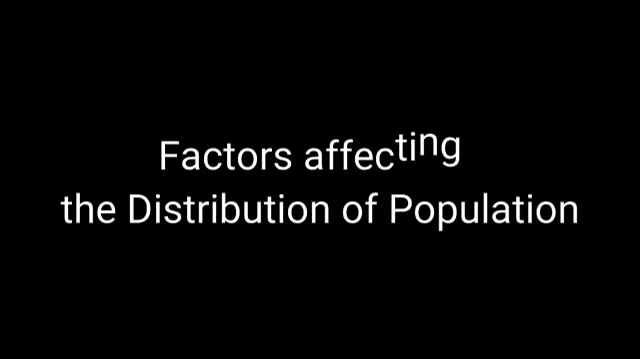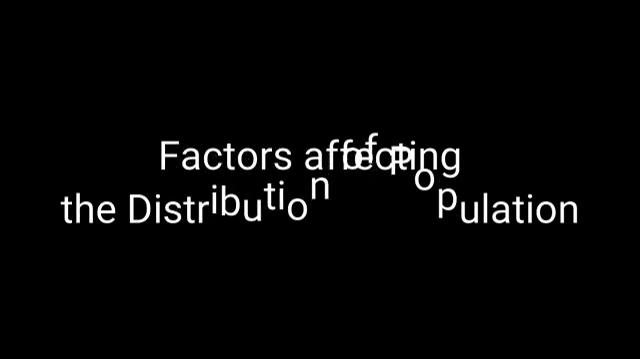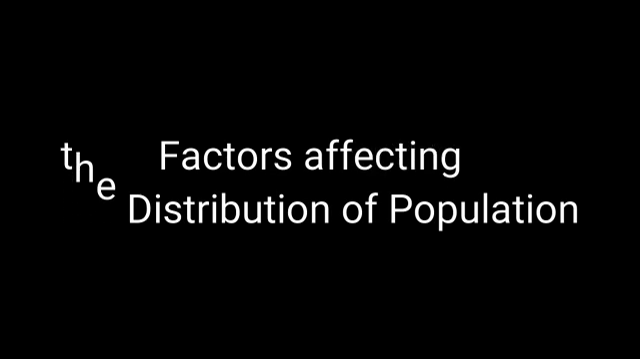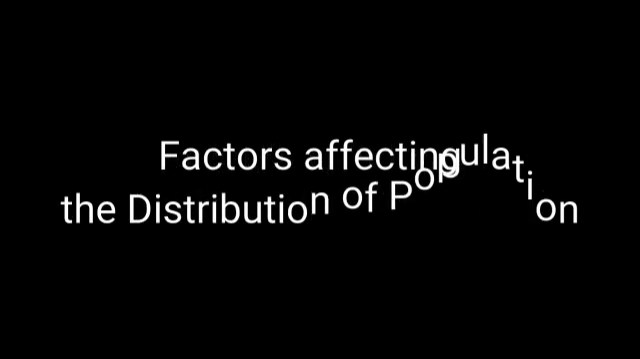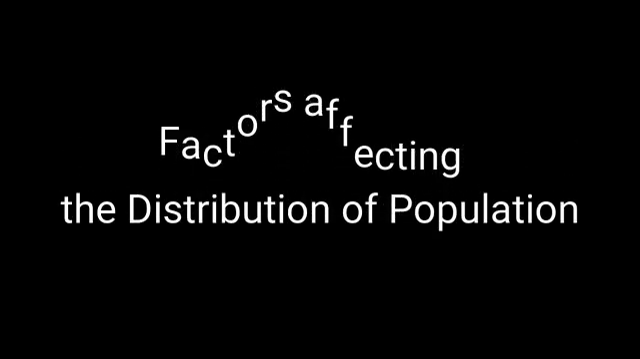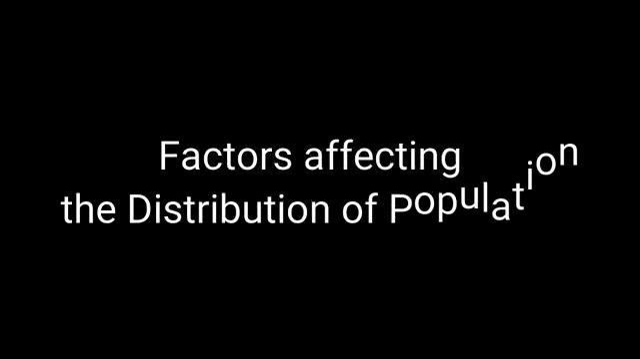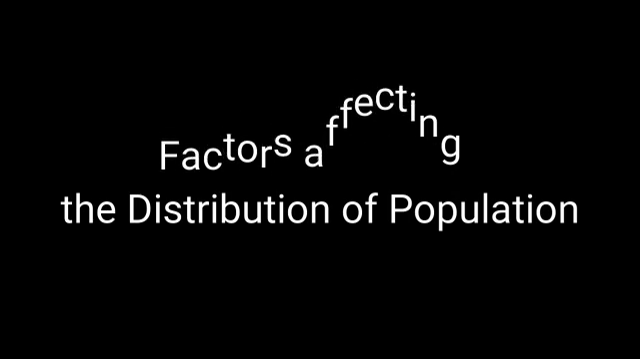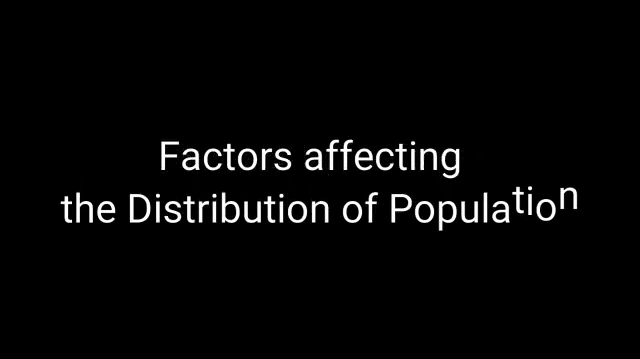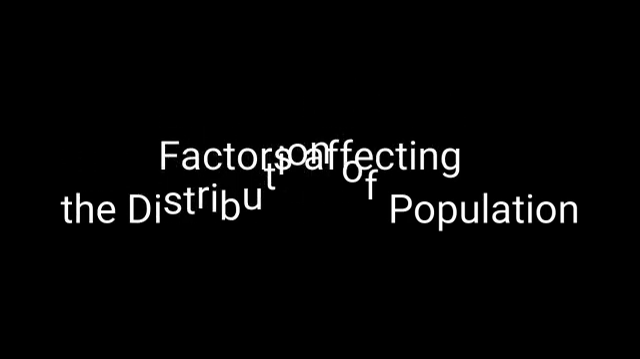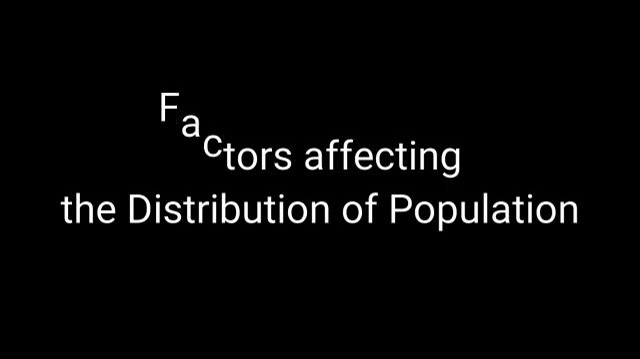Now these factors are not watertight factors, alright. Some of the factors can be included in some places, and in some places they can be left behind. So these categories are physical factors, economic factors and historical factors responsible for the distribution of the population in a particular area.